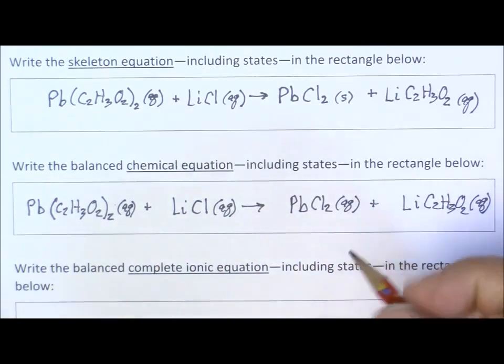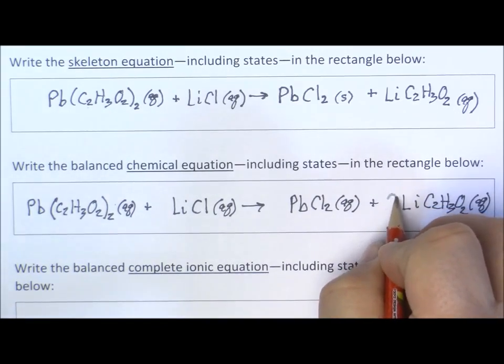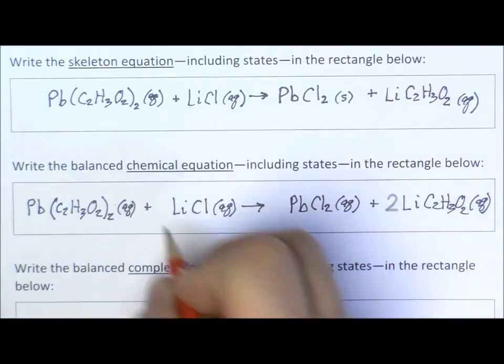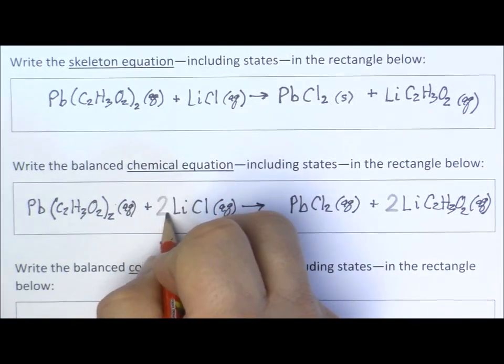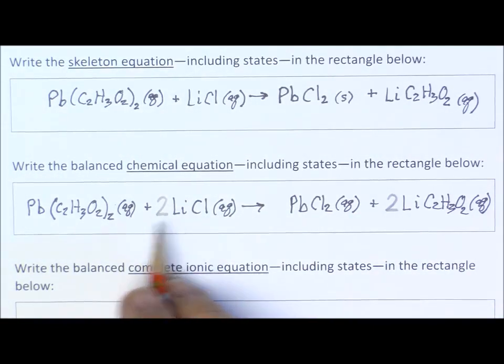So let's go ahead and write in those 2's that we thought we might need. So need a 2 there to give us our second acetate, a 2 there to give us our second chloride. Now let's see if we balance.